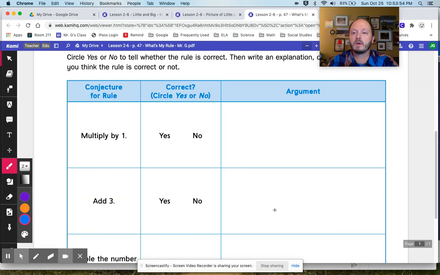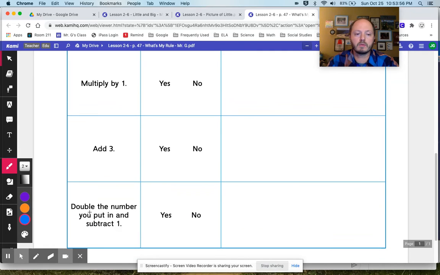Yes or no, make an argument. And the third one is double the number you put in and then subtract 1. So yes or no again, and state whether or not you agree or disagree here, but then the reasons why, the explanation, the argument. Okay? I'm going to have you work on this.